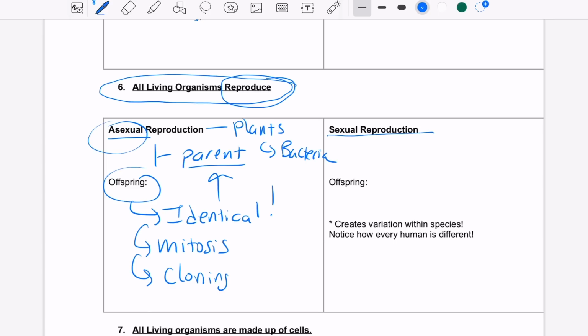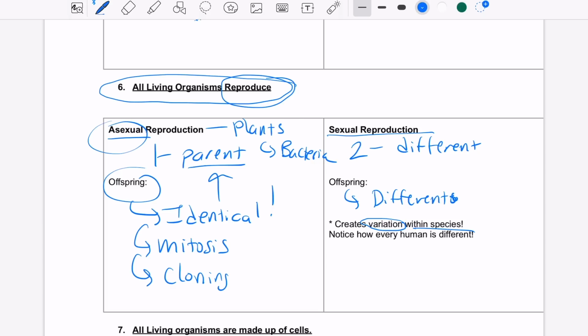Sexual reproduction is two different parents. So the offspring is going to be different from the parents. It creates variation within a species. Look at us humans. Think of all the different types of people you know in your life. We have variety. We have variation.